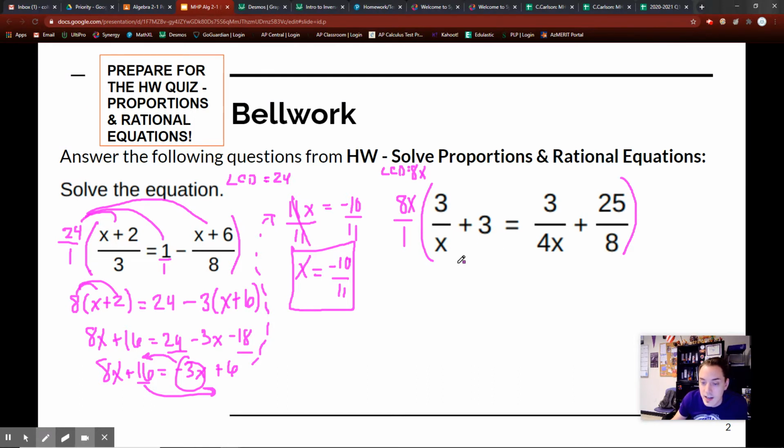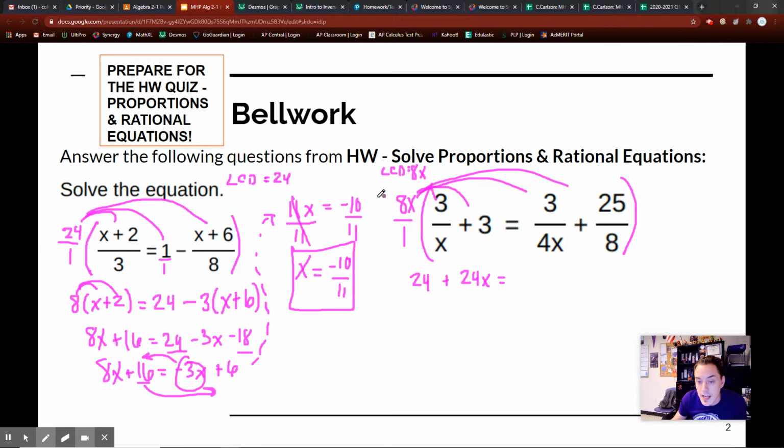4x goes into 8x, x goes into 8x, 8 divided goes into 8x, and so now it will eliminate all my fractions, my denominators. So I multiply through all of that. The x's go poofy here. 8 times 3 is 24. 8x times 3 is 24x. Notice how I don't have any fractions.